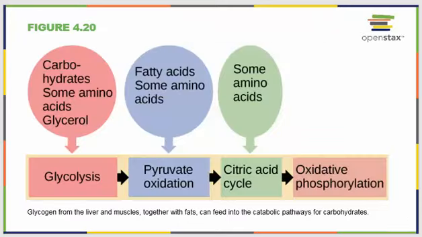Here's this process laid out again, considering some of the other things that you probably consume in your diet. Carbohydrates and some amino acids in a molecule called glycerol can enter glycolysis at the very beginning of the process, and we can create our 28 to 32 ATPs from it. If you're only eating fatty acids and some amino acids, your body actually skips the glycolysis process and moves straight into pyruvate oxidation. Other amino acids have to start with the citric acid cycle and move on to oxidative phosphorylation.